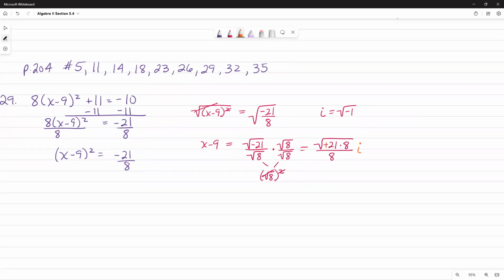But I still want to simplify inside because I've got some perfect squares inside this radical. So to clean that up, I'm going to go over here. I've got 21.